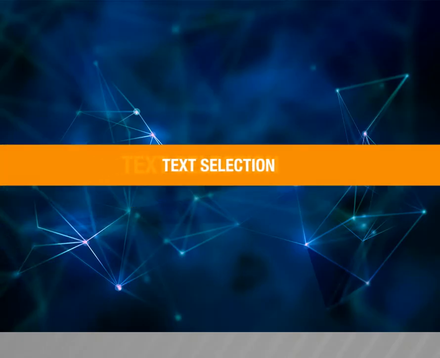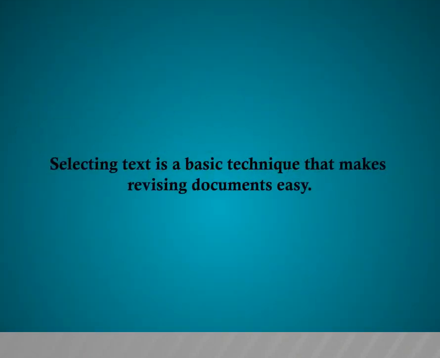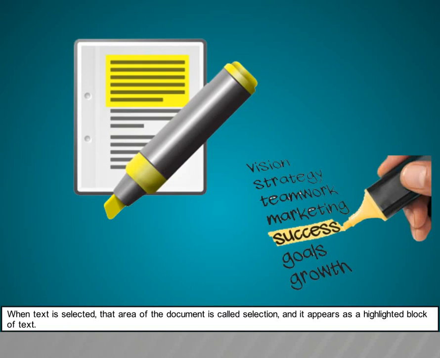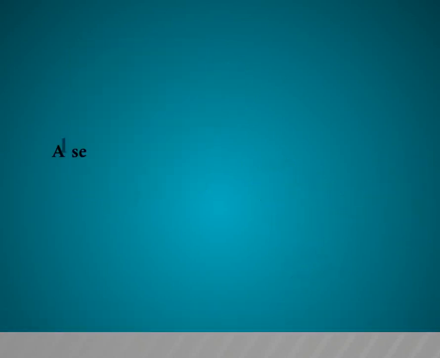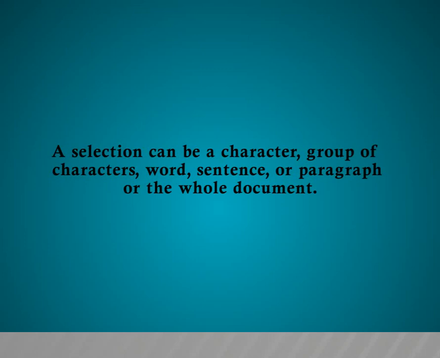Text selection. Now let us see the process of text selection. Selecting text is a basic technique that makes revising the document easy. When text is selected, that area of the document is called a selection and it appears as a highlighted block of text. A selection can be a character, group of characters, word, sentence, paragraph, or the whole document.